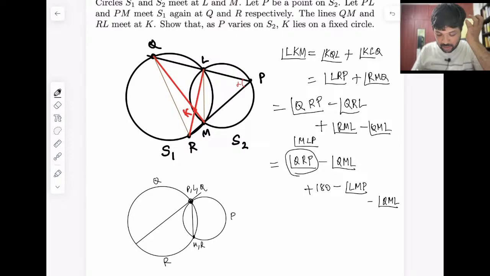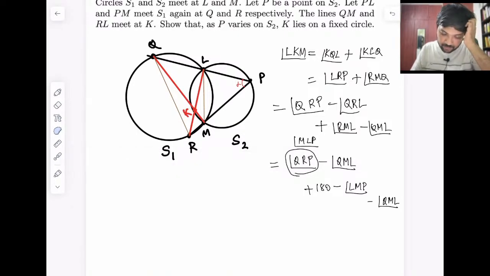Because LR and QM intersect at infinitely many points. Just, I don't see how that's helpful. So what do we do? We should have gone along the strategy only. LKM. What is a fixed circle on which K lies?